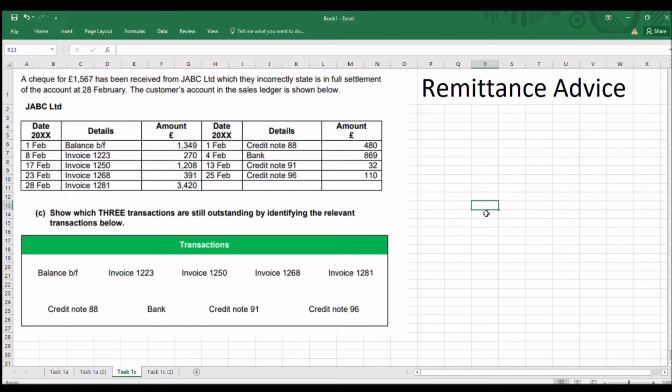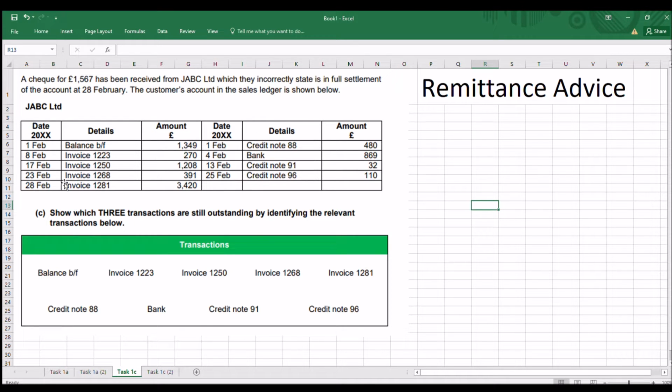So, a remittance advice question. This is a question from the AAT practice assessment. You've received a cheque for 1,567 from J Jack, whatever, Limited, which they incorrectly stated is in full settlement of the account. When they present a cheque and say it's in full settlement, they've done a remittance advice here, as they told you that's what the situation is.